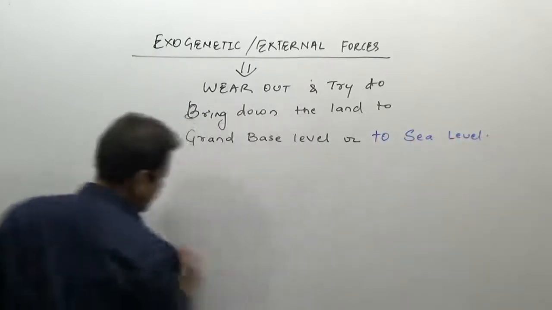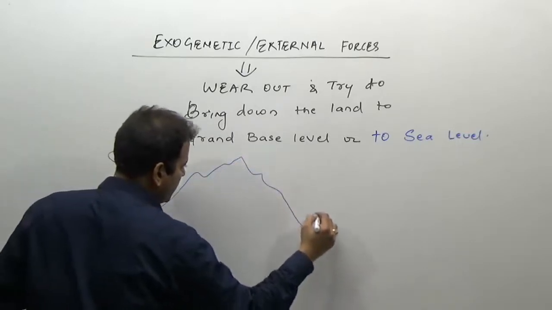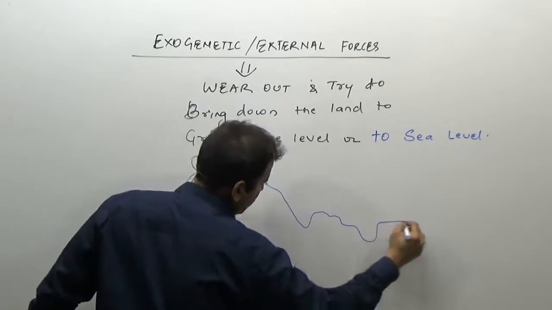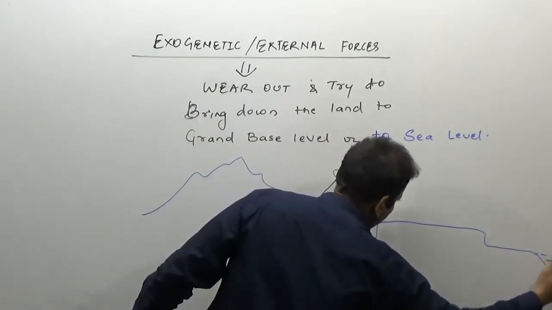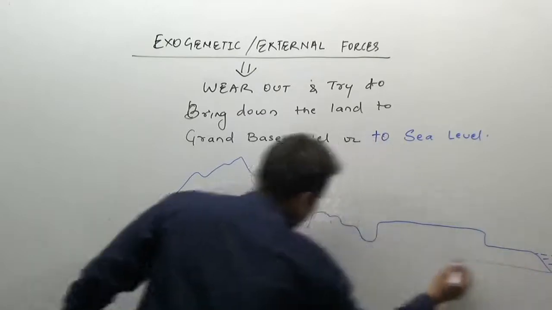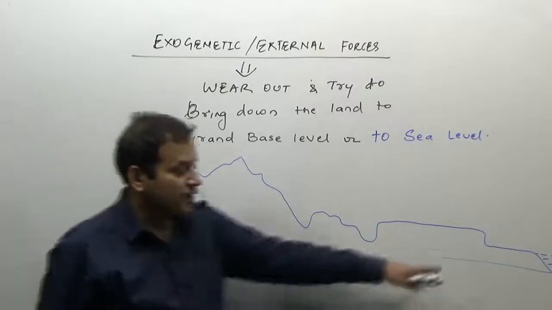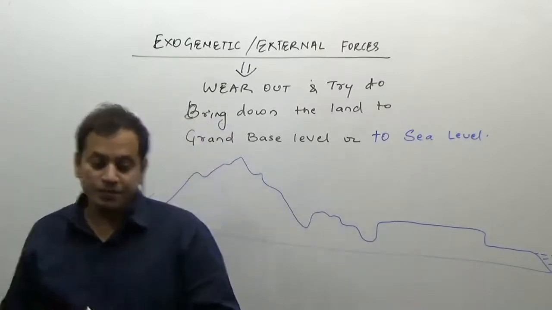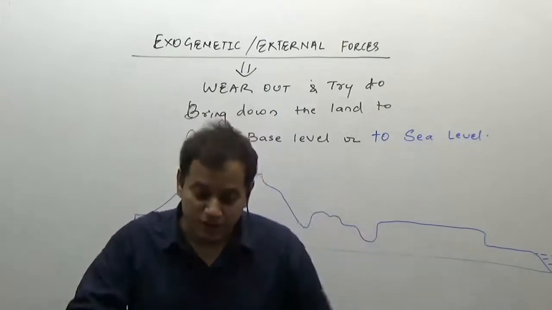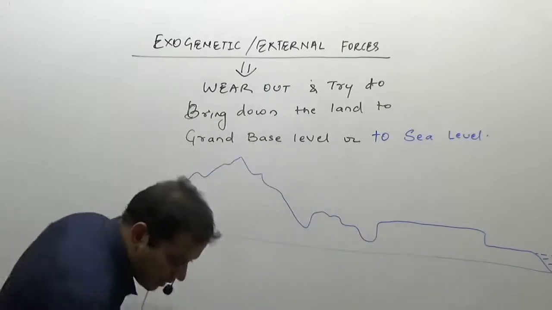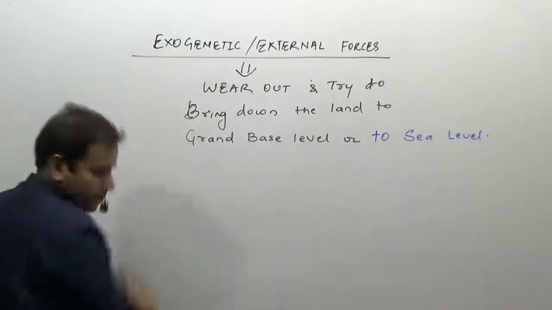So we have different kinds of features on the surface of the earth: some flat regions, some plateau regions, and some plain regions. The work of the exogenetic forces is to bring down this entire land to the grand base level, that is, to sea level. So the exogenetic processes cause the general lowering of the surface of the earth, and this process is known as denudation.